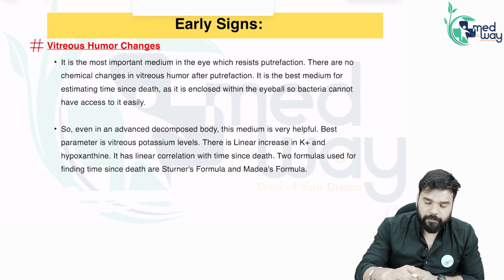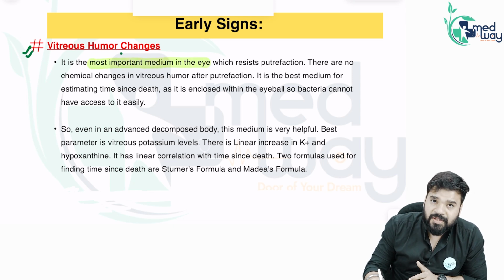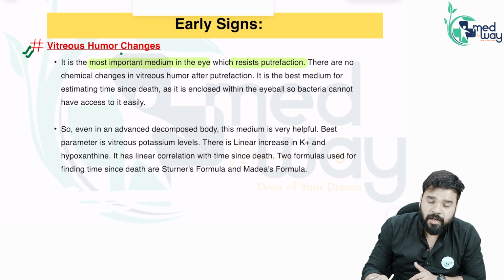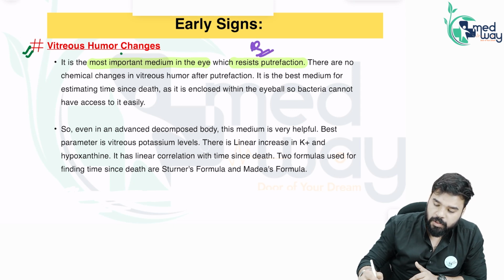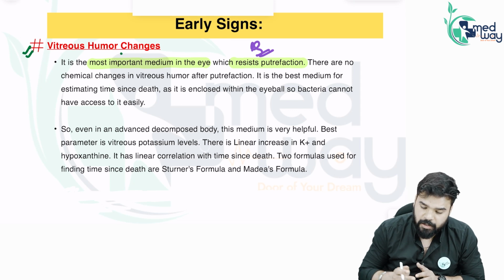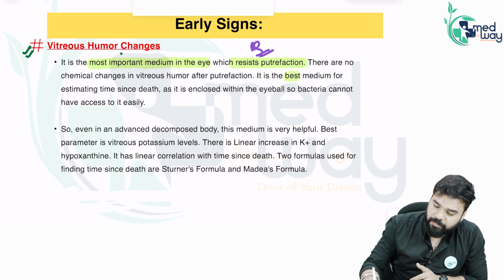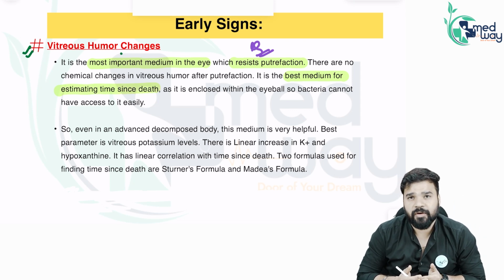Okay. Now, some changes in vitreous humor. It is the most important medium in the eye which resists decomposition or putrefaction, and this point is very important, and it is an important question also. Vitreous humor is an important medium in the eye. It resists putrefaction. It is the best medium for estimating time since death. Why? Because it resists putrefaction.